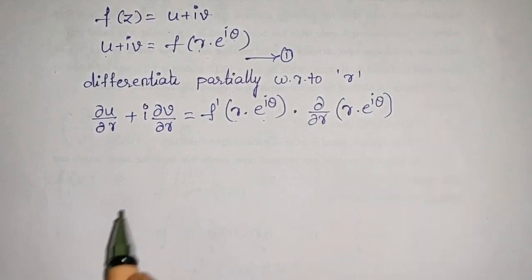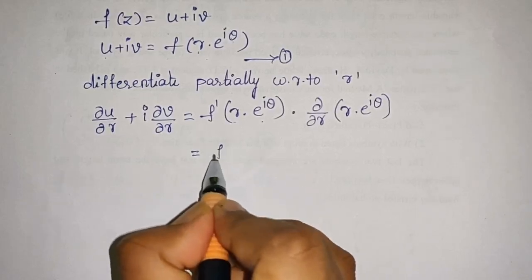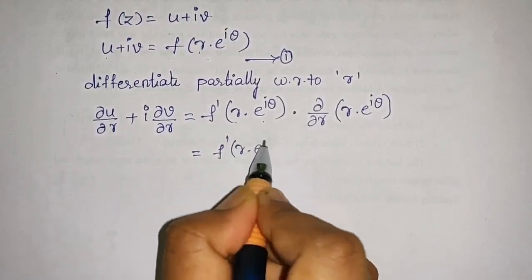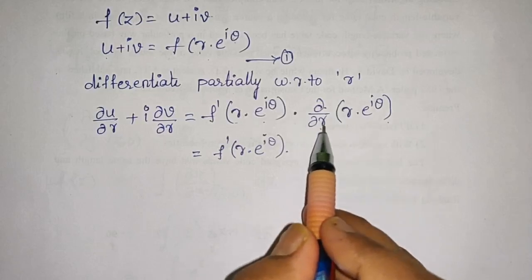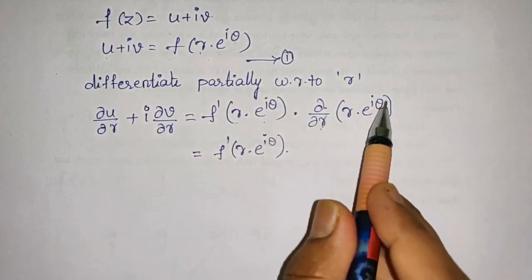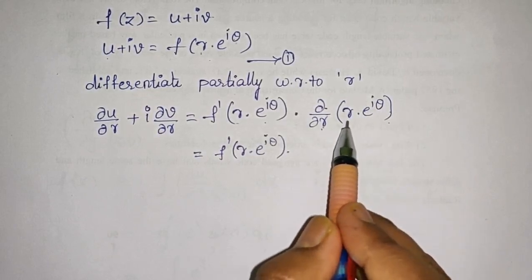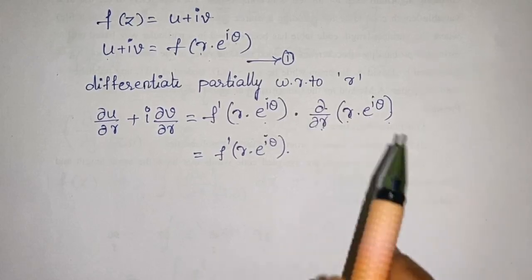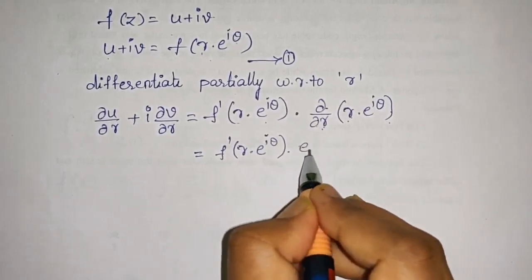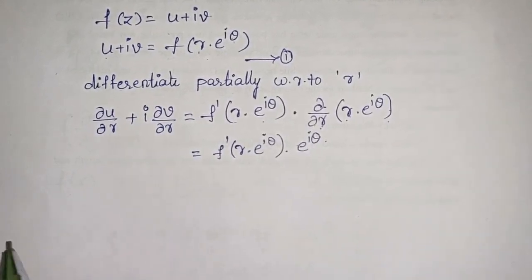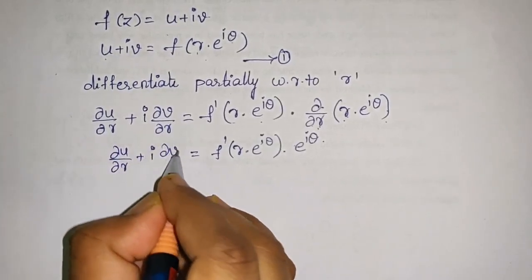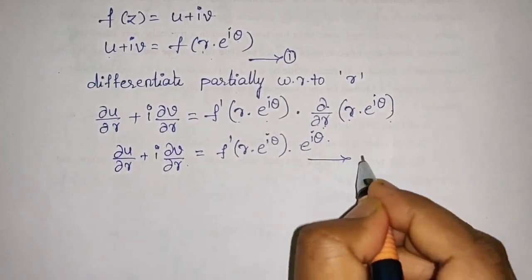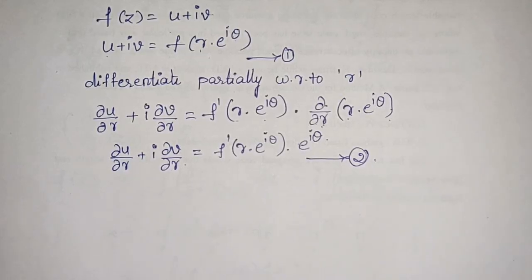Clear? Now this can be simplified as f dash of r e power i theta into dou by dou r of this function. Here when you are differentiating with respect to r, e power i theta is constant, only r will be the variable. Dou by dou r of r will be 1, so we'll get directly e power i theta. Fine. So this is dou u by dou r plus i into dou v by dou r. This is the second equation. So we have done with differentiating with respect to r.